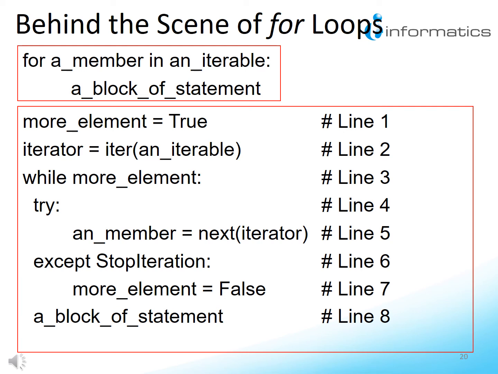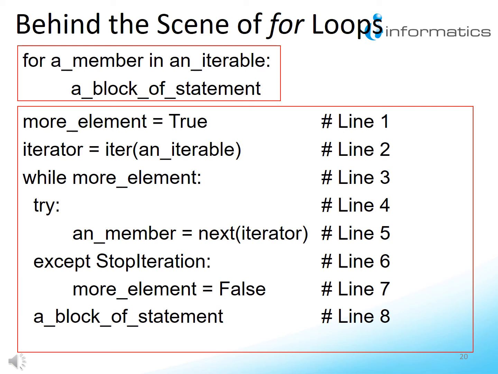Line 2, get an iterator from the iterable through the use of the iter function. An iterator is sort of a finger. The finger is pointing to the position before the first element in the iterable. We can ask the finger to move to the next element in the iterable, if any.